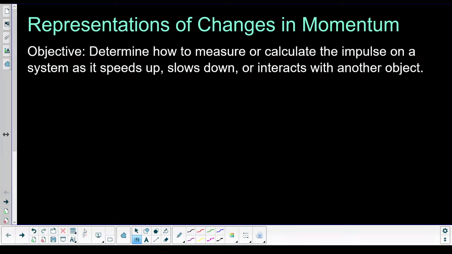But today, what we're going to be talking about is different ways to represent the changes in momentum. We're going to focus on how can I measure these things. Would I be able to measure these things? Will the measurements I take give me the thing?